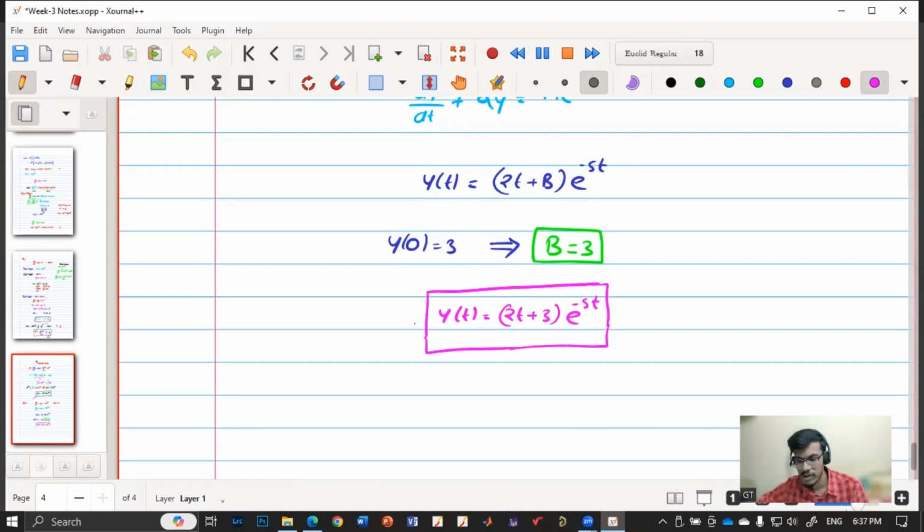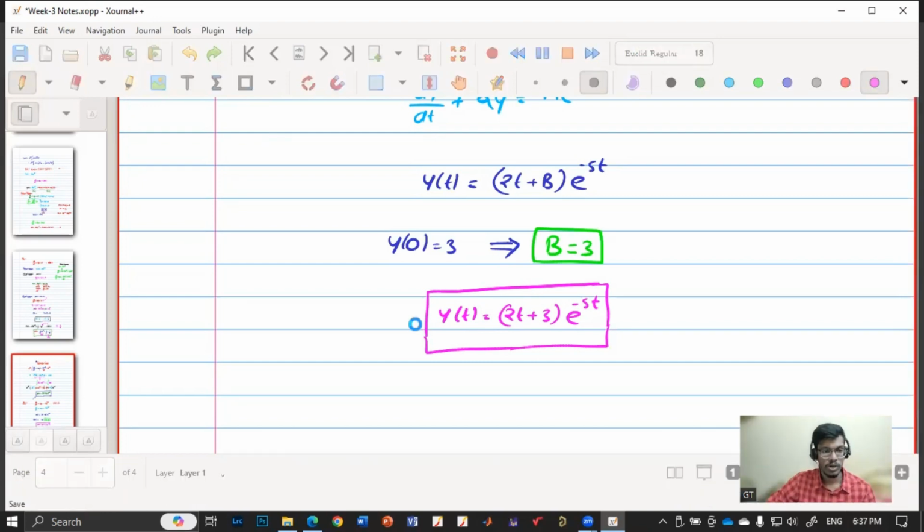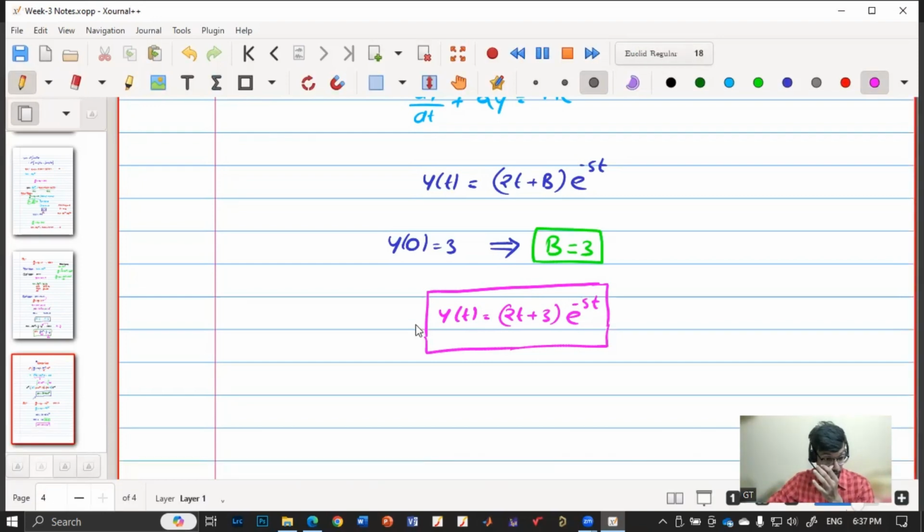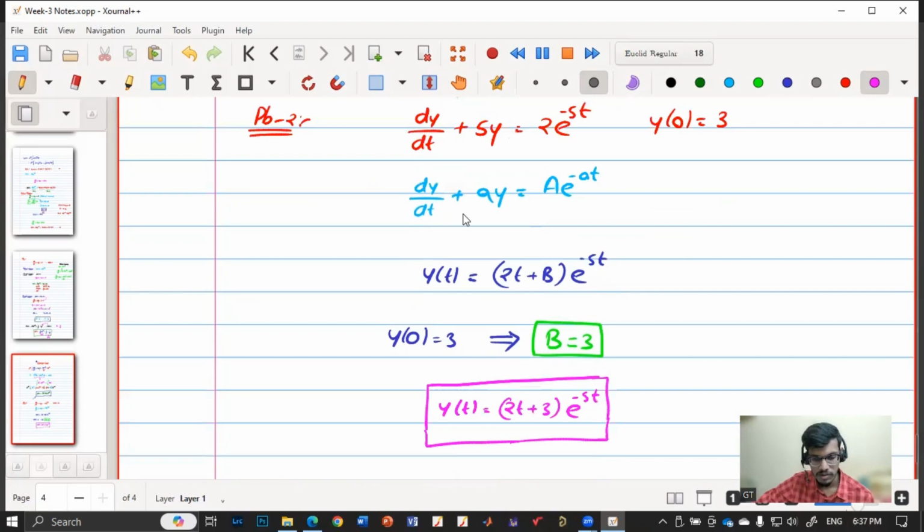One more thing, this cross-checking we can only do when the function is small. Say y of t has 3-4 terms, then checking back is difficult. So whatever calculations we make, we should be very careful with mistakes, else our entire answer will be wrong.